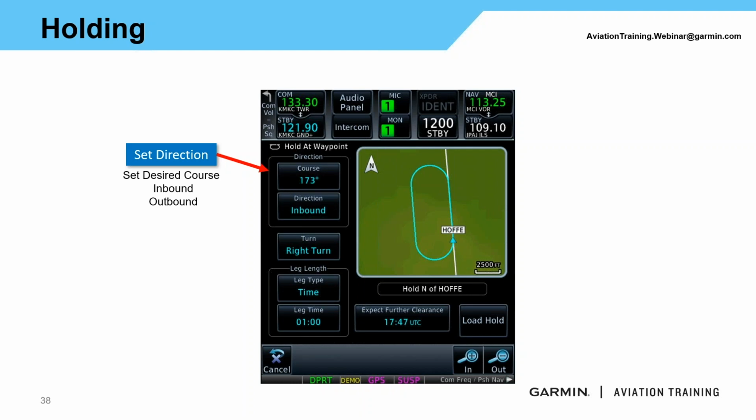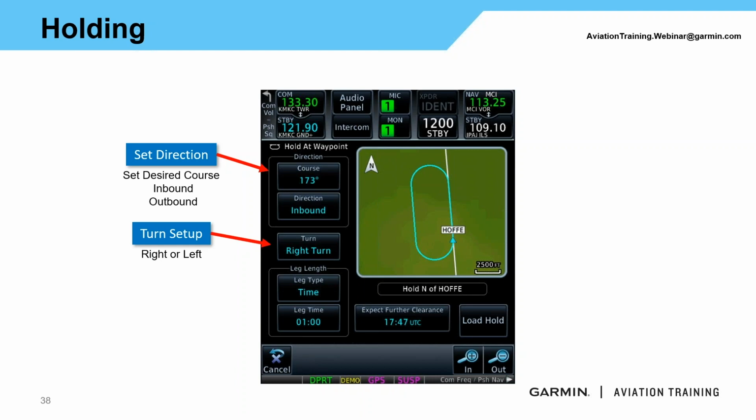However, if I have an odd clearance, like I get sometimes, hold southeast on the 157 radial, I don't really want to do the math. Of course I could, but I don't necessarily want to. So I just type in 157 and then change that direction from inbound to outbound, and it should match up for me. So turn setup, whether it's a left turn or right turn, just touch that to change it. So we would change it from right to left.